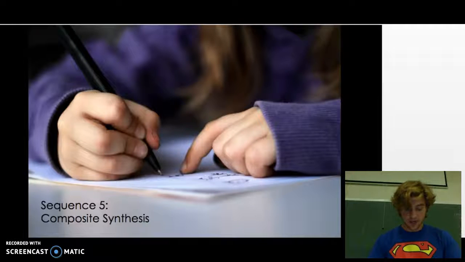Next we have sequence 5, the composite synthesis sequence. At this stage, students are able to take what they were taught in partial synthesis, and they are now able to write it down, but also to identify tonality and meter of a series of tonal or rhythm patterns.